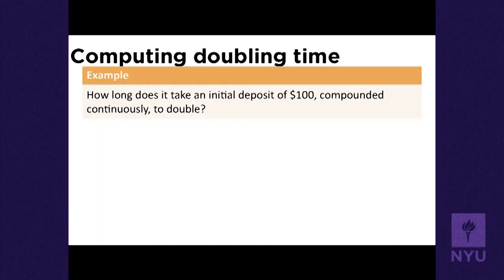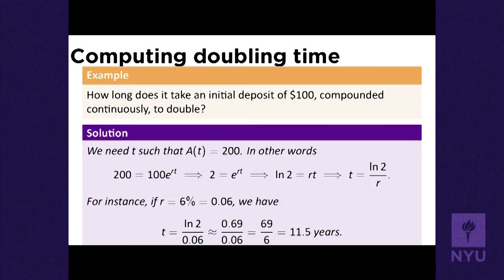All right, one more of these. How long does it take an initial deposit of $100 compounded continuously to double? Okay, I didn't give you the interest rate. Obviously, the answer is going to depend on what the interest rate is. But what we're given is that the initial balance is 100, and we want to know for what t, what time value, will we get 200. Well, that's the equation that we want to solve. 200 is equal to 100 e to the rt. Divide out that initial balance, and we'll have 2 equals e to the rt. Solve for t. You get that t is equal to the natural log of 2 divided by r.